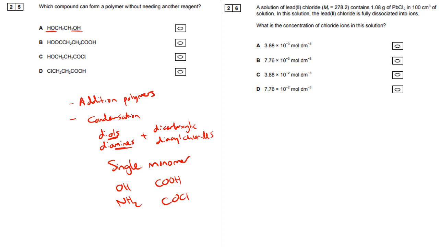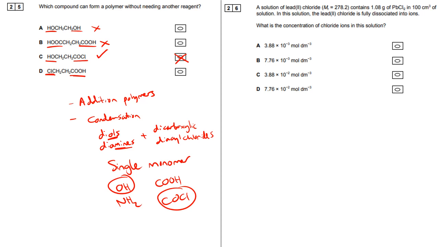This one, diol, wouldn't react with itself. Dicarboxylic acid wouldn't react with itself. This one has an acyl chloride and an alcohol group. Alcohol group and an acyl chloride, so it's probably that one. Let's just eliminate option D, which has a chloride and a carboxylic acid group, which isn't one of the answers. So C is correct there.